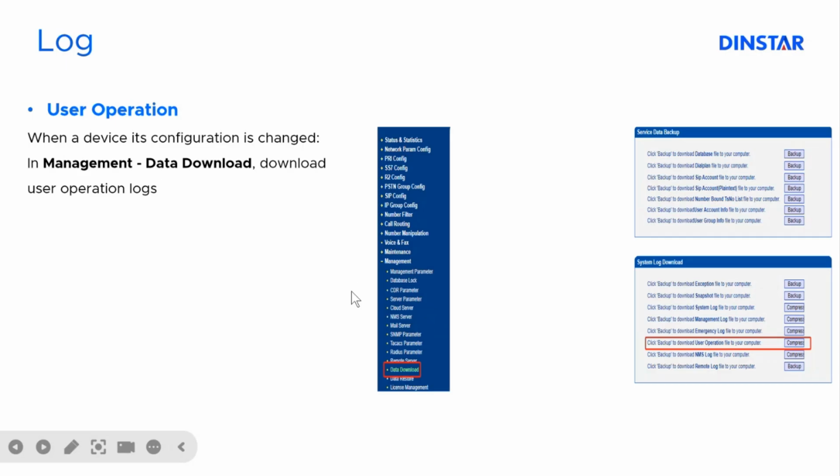So here we can find a user operation log also in the data downloads. When a device's configuration is changed, we can download the user operation log to view all configuration modification records. The user operation files have a lot of records, like the web login. We can see who logged into the web and what configuration changes they made.